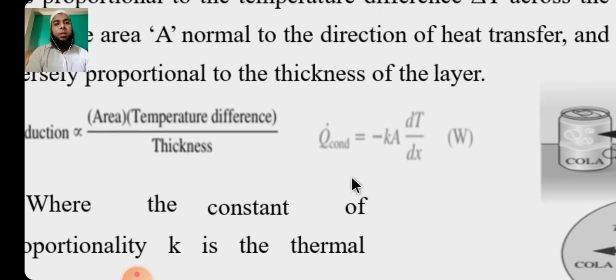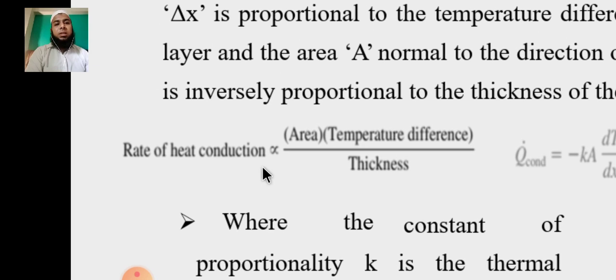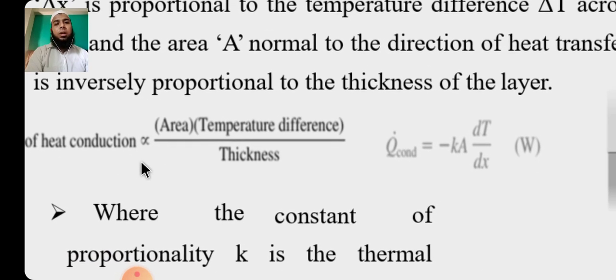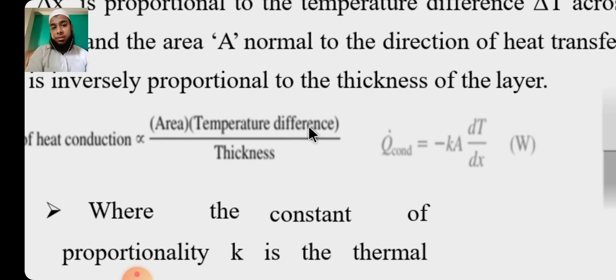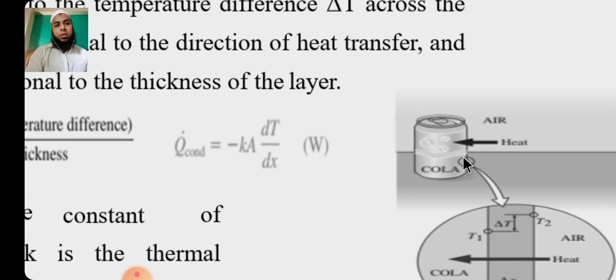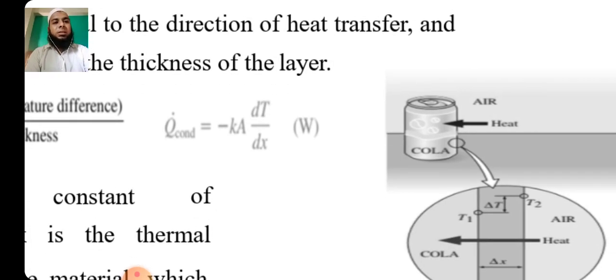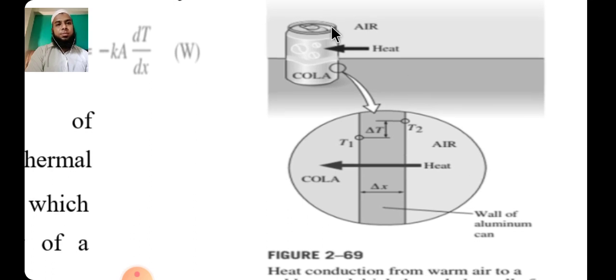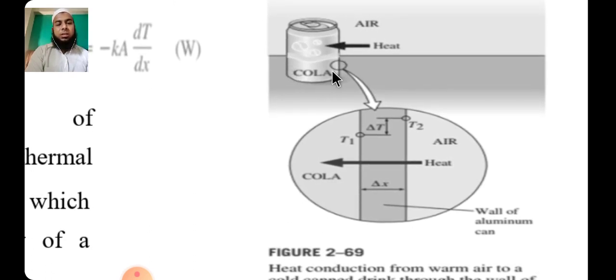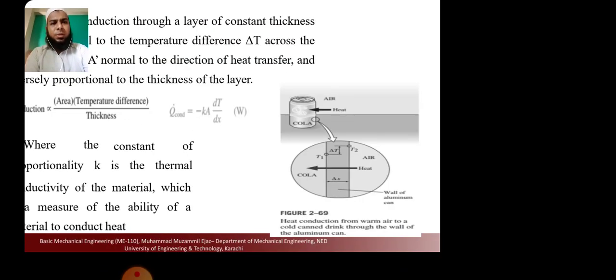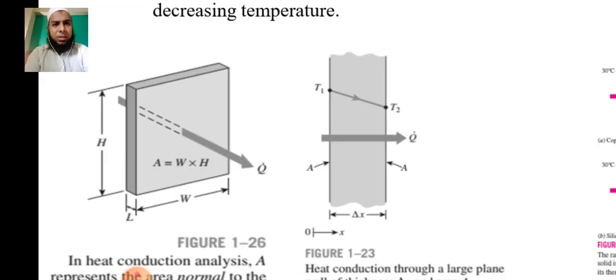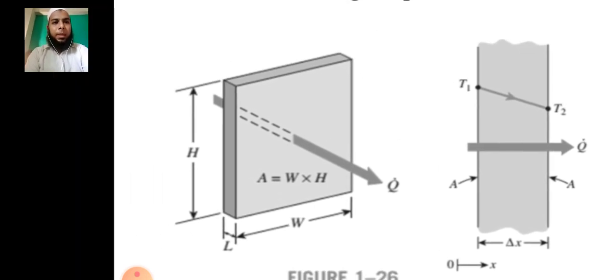That's why in the equation, the rate of heat conduction will be directly proportional to the temperature difference. Secondly, area. You can see the area from this picture. Larger the area, this is the area of the Coca-Cola bottle. Larger the area, the larger will be the heat transfer. Smaller the area, smaller the heat transfer that takes place. In this picture it is not very visible. You can see in this picture as well.